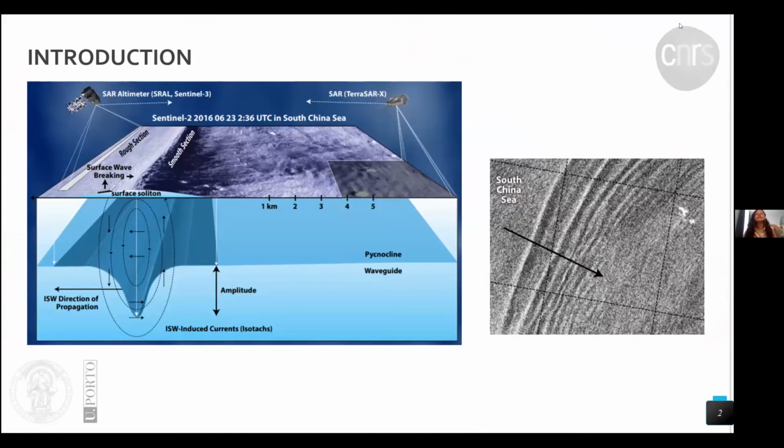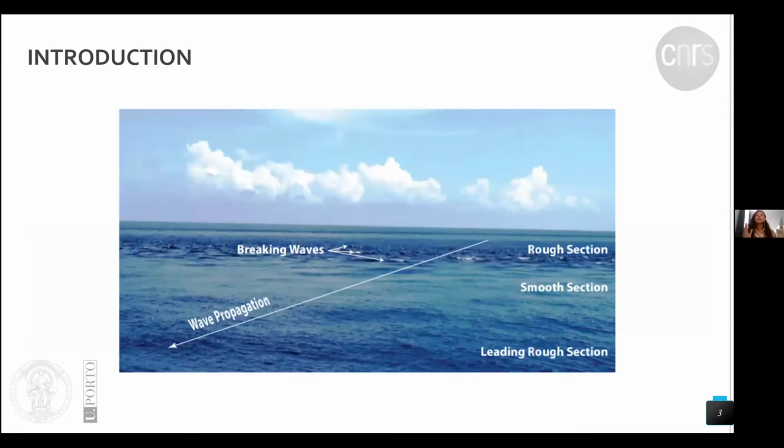The internal waves propagate along the pycnocline in the ocean, generating convergence and divergence current zones at the surface. The surface current modulates the sea surface roughness. So the internal waves typically appear in SAR images as alternating, periodic dark and bright bands, like here. The bright bands are related to a rougher surface and to convergence current zones, and the dark bands are related to a smoother surface and divergence current zones. So, the internal waves cause modifications in the sea surface current, and the sea surface current modulates the Bragg waves.